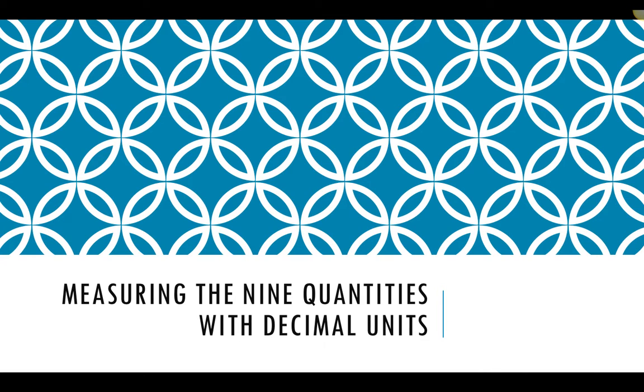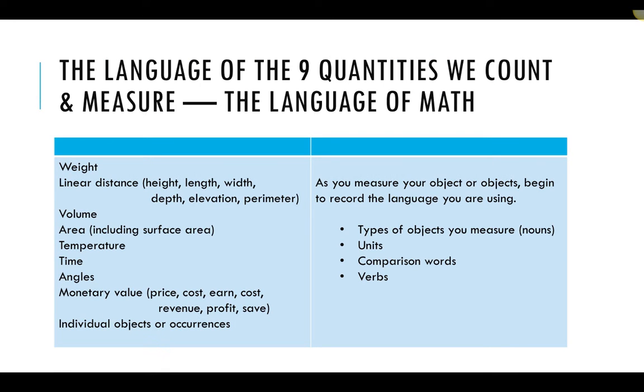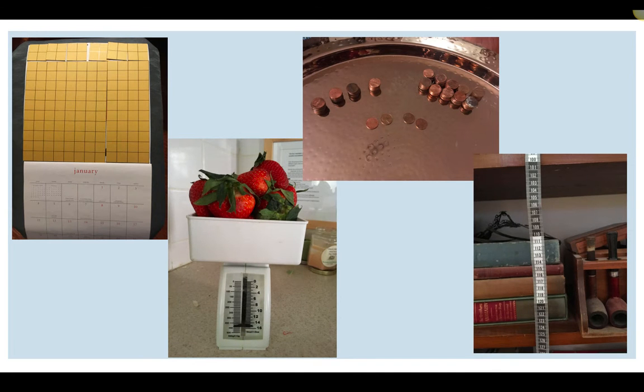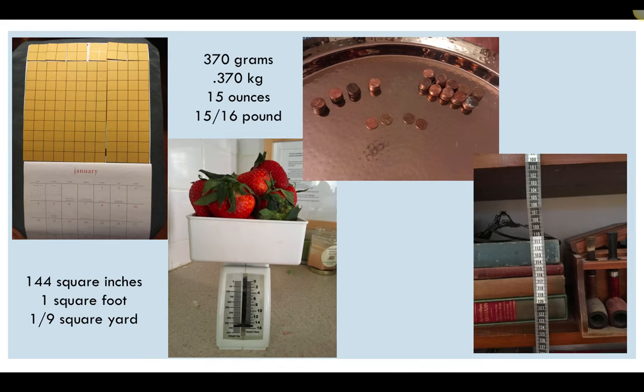Well, once again, we're going to measure these 9 quantities, but with decimal units this week. So we know the 9 quantities. Surely we have our favorites and our least favorites by now. And we know that when we measure those quantities, we might get whole numbers, 144 square inches. We might get fractions, 1/9 of a square yard. But we might get decimals, like 370 thousandths kilograms or 37 hundredths kilograms.